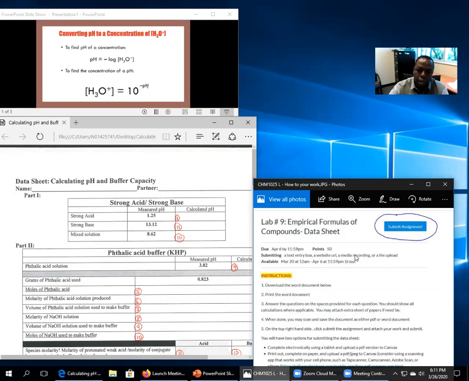Don't worry about post-lab assignment number 8. I didn't pass it out before we went on lockdown or quarantine. All right, so that's how you're going to be doing it. You will be submitting the data sheet and the post-lab.